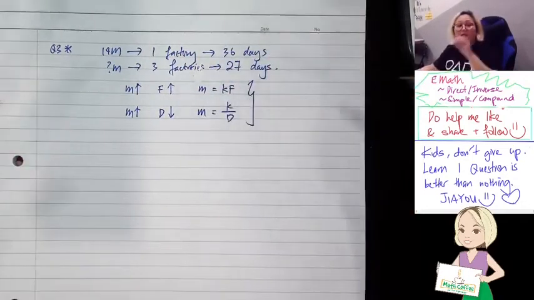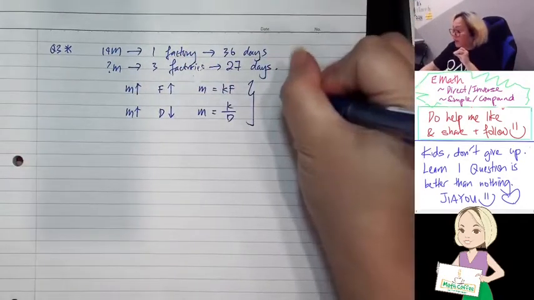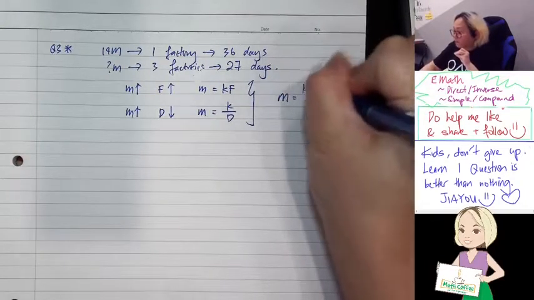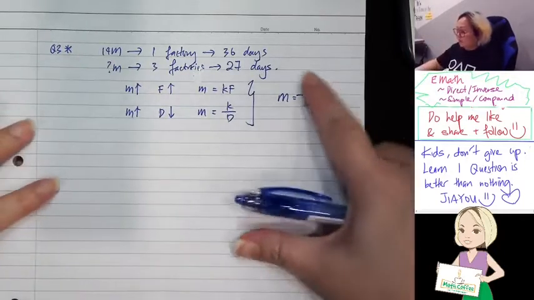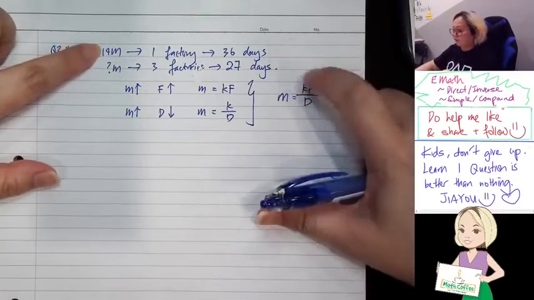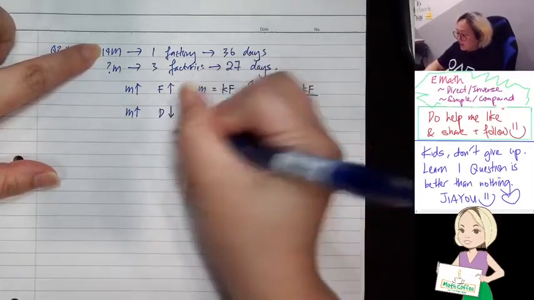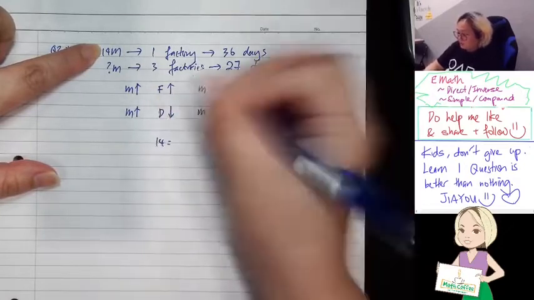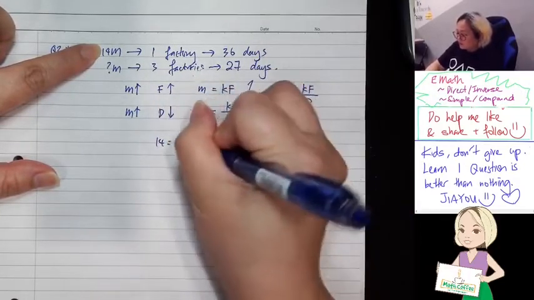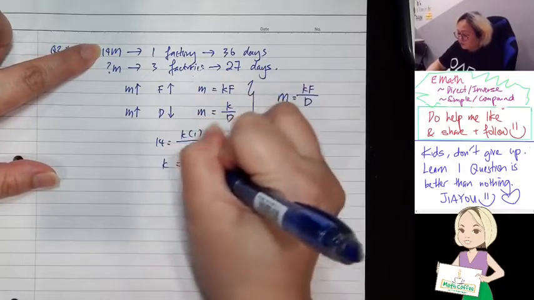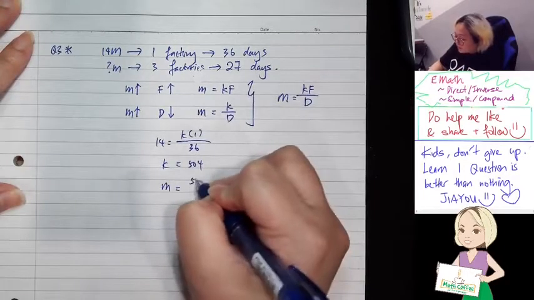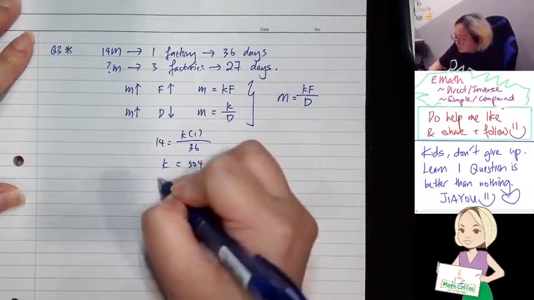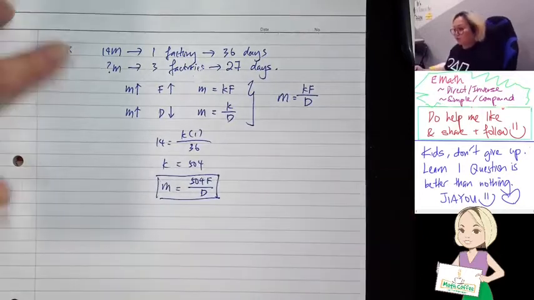And we're going to combine these 3 variables. It becomes an equation: M equals KF over D. So this is how you do it with 3 variables. With this, same thing, I'm going to sub in these 3 pieces of information to find out what my K is. So we will have 14 equals K times 1 over 36, which will still give us 504. Now my formula becomes M equals 504F over D. So now I can solve this.